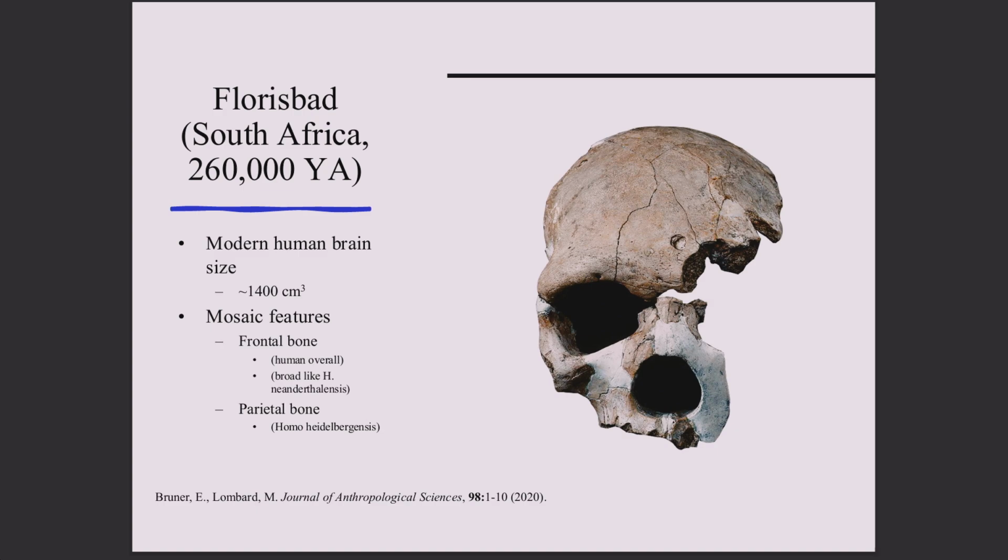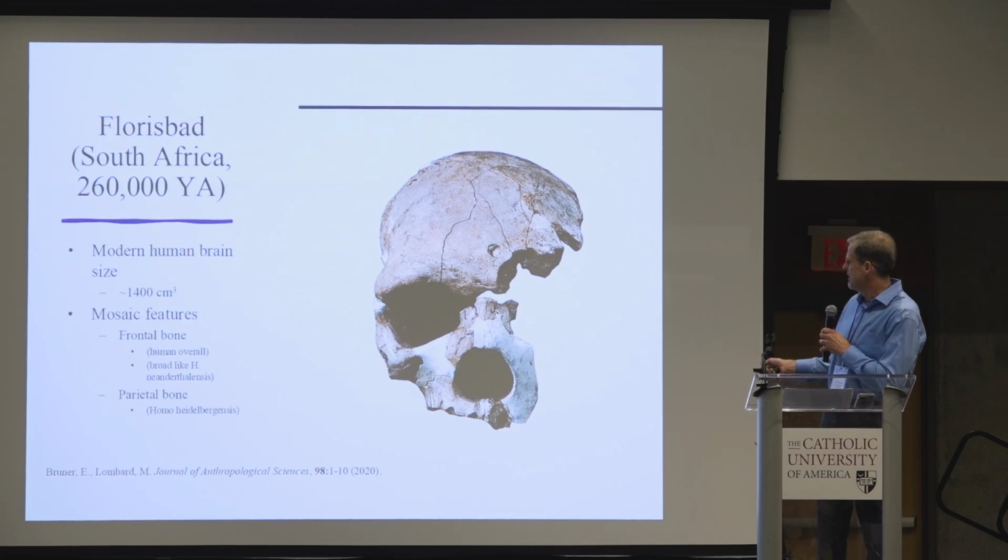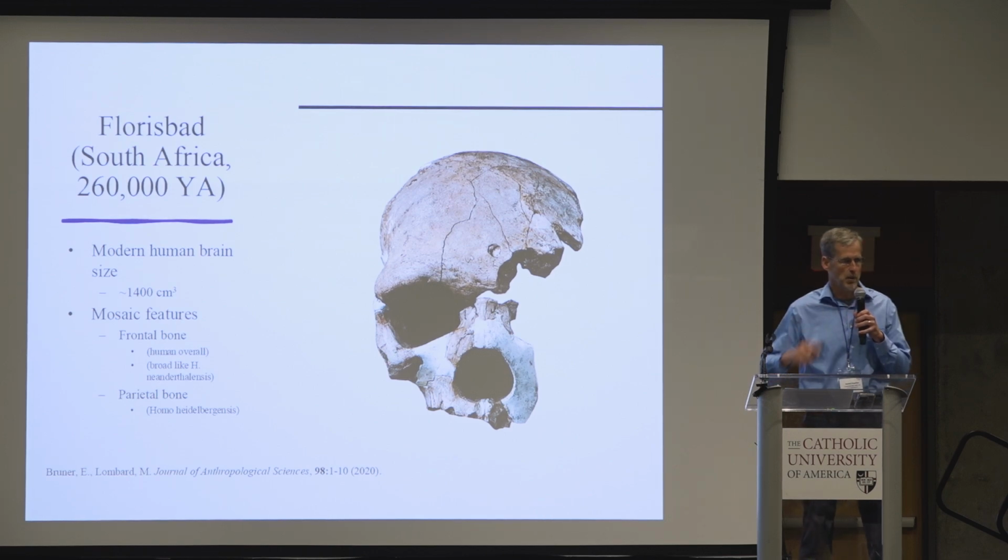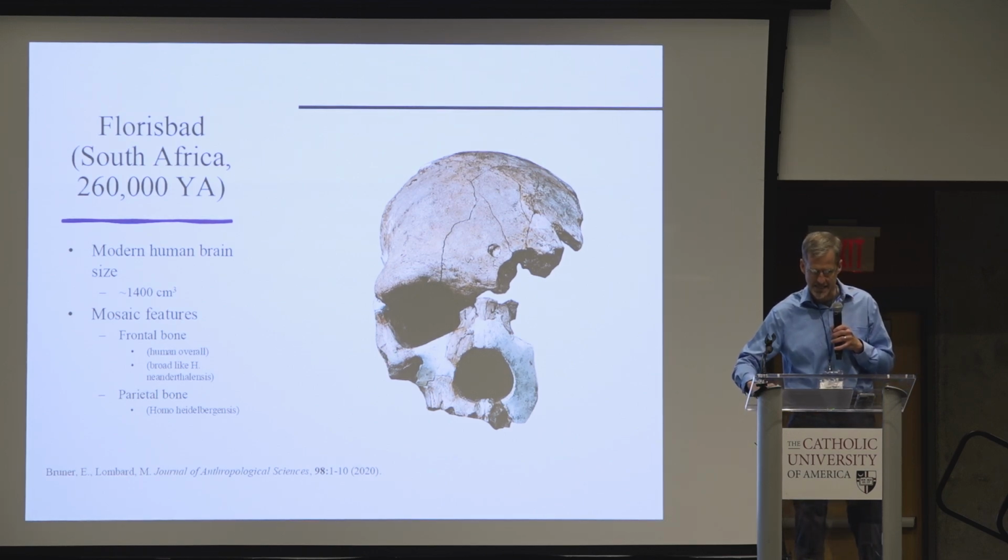So the frontal bone has traits that are human in terms of its overall shape, but it's a little bit broader like Neanderthals, right? And then the parietal bone, the one on the side, is a little bit more robust. This one has a more robust cheekbone, whereas modern humans have a more fragile cheekbone. So it's got these mosaic features, even though it has a brain size that's about the same as modern humans.